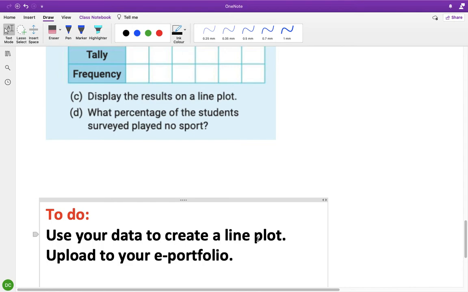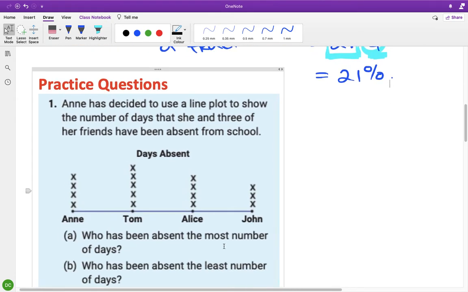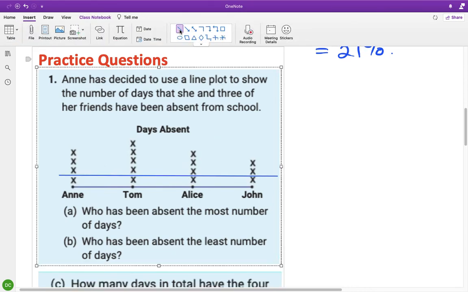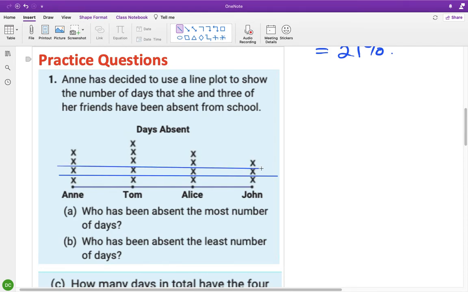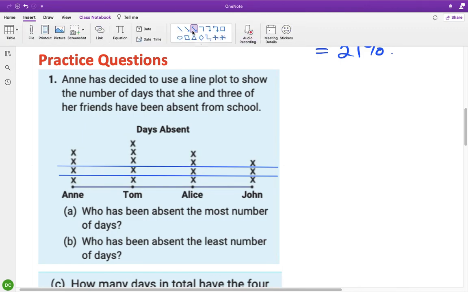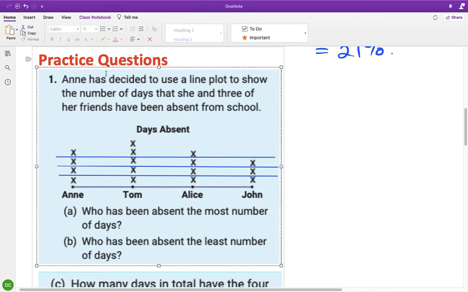So if you could use your data or a portion of your data to create a line plot, and when you have that done, upload it to your ePortfolio. One other thing I want to just say with the line plots, it's important that they're all the same size. So if I was doing this in my copy, I would put an X to a line in the copy. They're all supposed to be in line with each other so that you can see which is the highest one, which is the second highest one, and so on. So I would use the lines in my copy to help me to keep these organized.